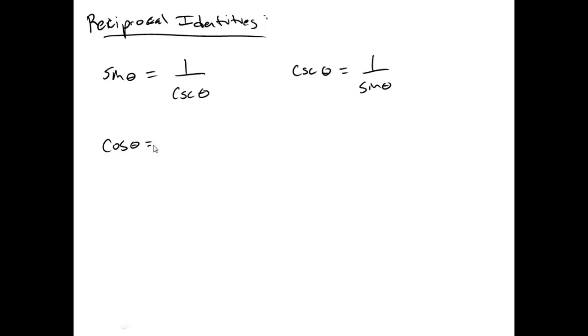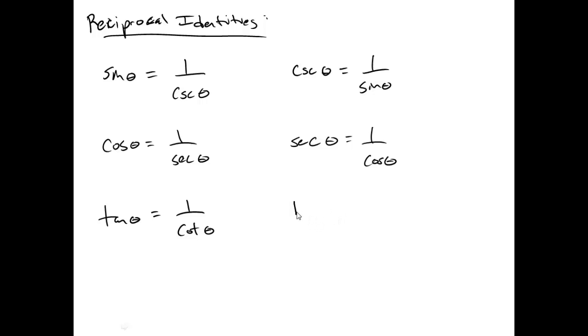Cosine theta is equal to 1 over the secant of theta, which is the same here. Secant theta is equal to 1 over cosine theta. So cosine and secant go together, sine and cosecant go together. And then tangent theta is equal to 1 over cotangent theta. And cotangent theta is equal to 1 over tangent theta. Right, just so you know what goes with which. Once you have these, it's fairly straightforward to find the opposite one. You just do 1 over, right? Or take the reciprocal. That's really what it means. All right, so let's take a couple examples with this.